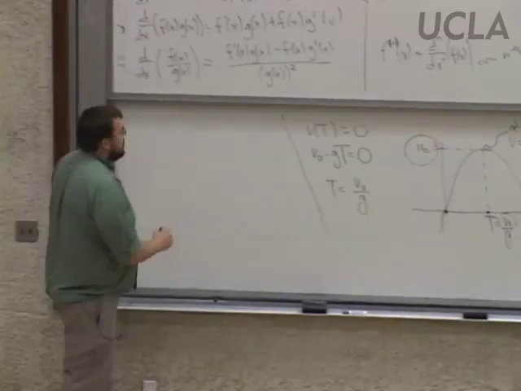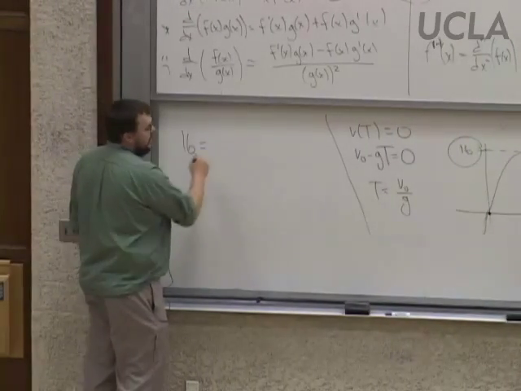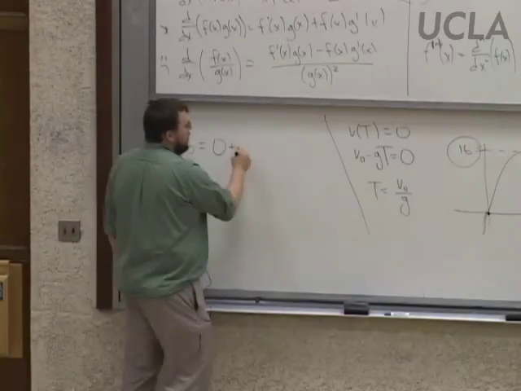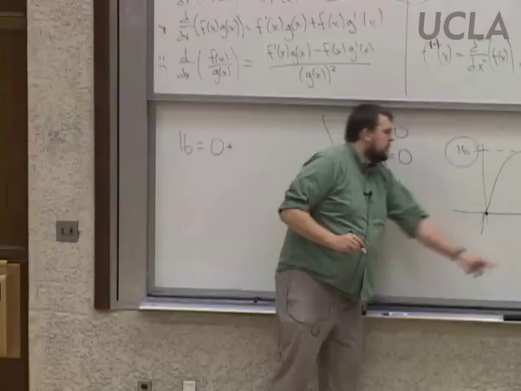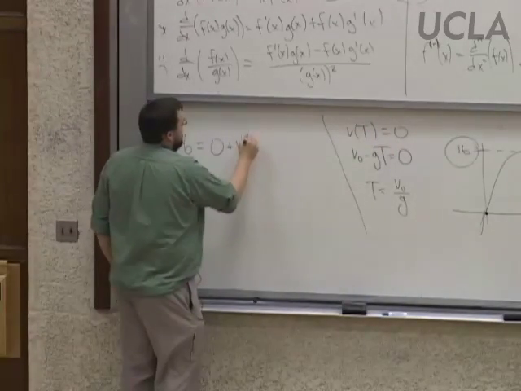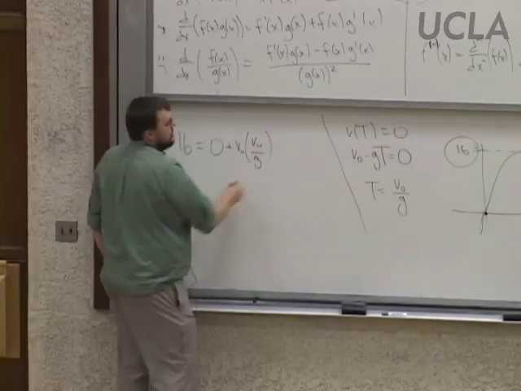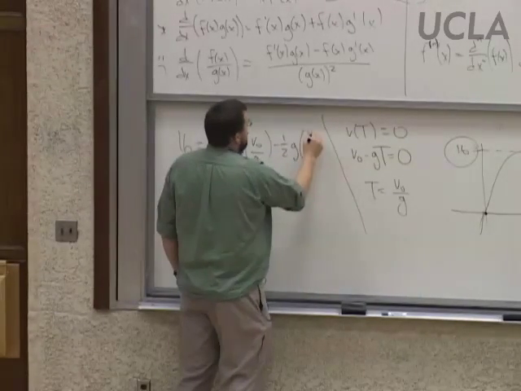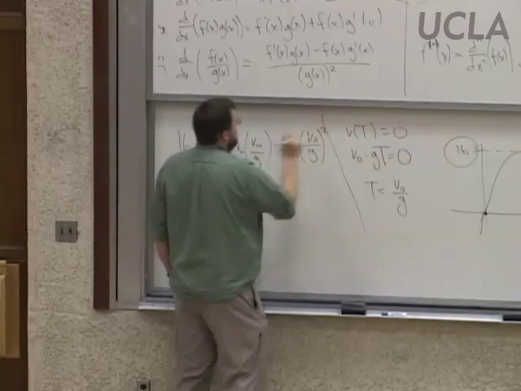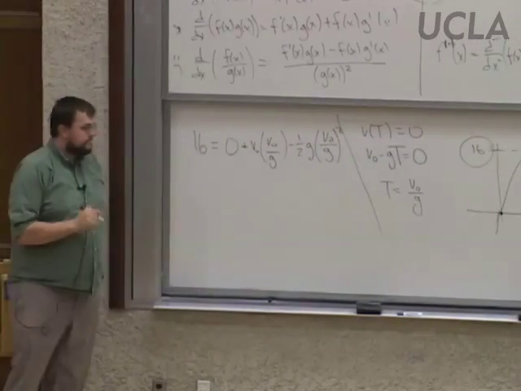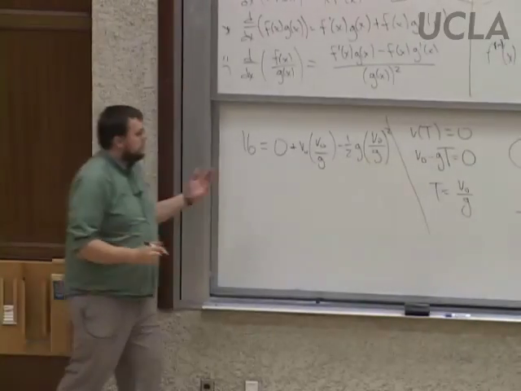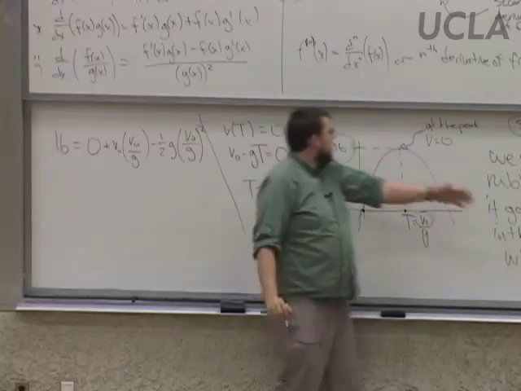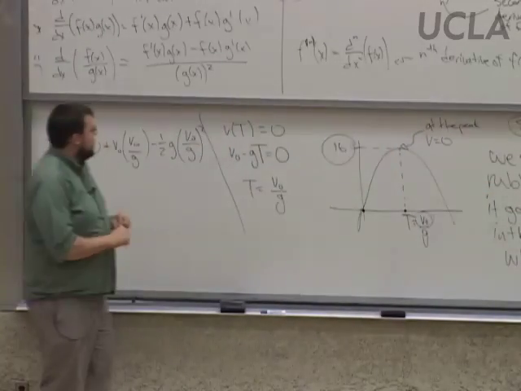And so what do we have? We have that 16 is our S naught, which we said is 0, plus V naught of this capital T. So I'm going to replace that by V naught of V naught over G minus 1/2 G V naught over G squared. So what I did was I took the time when I knew I was going to be at the peak, and I plugged it into position, and I knew that at that time my height was 16.